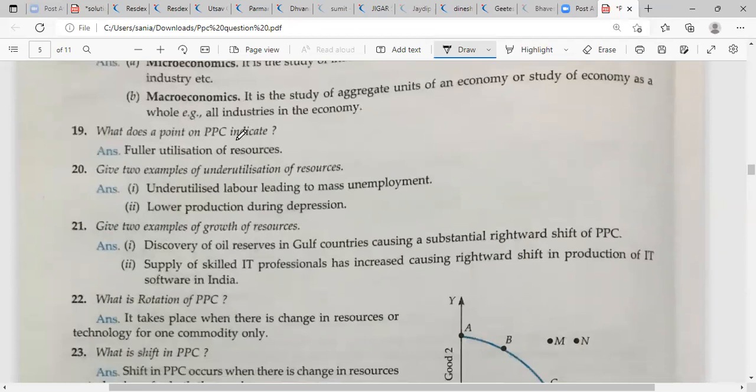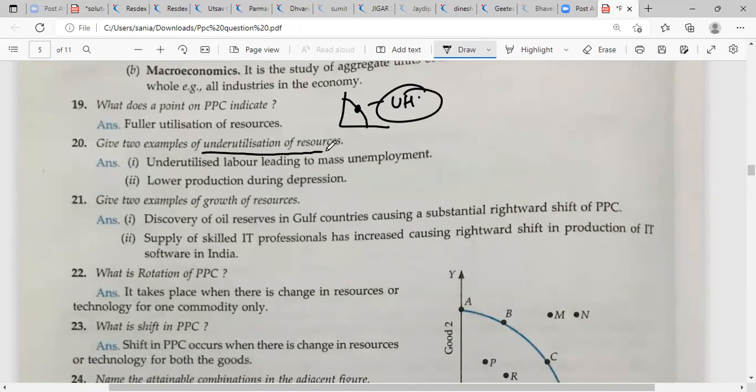Then, what does a point on PPC indicate? For example, this is your PPC. The point on PPC will indicate utilization of resources, that you have fully utilized your resources. Then you have to give 2 examples of underutilization of resources.